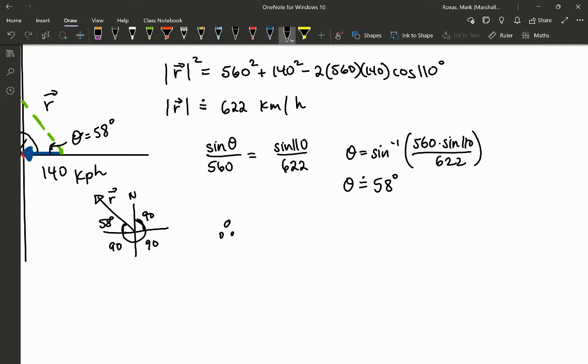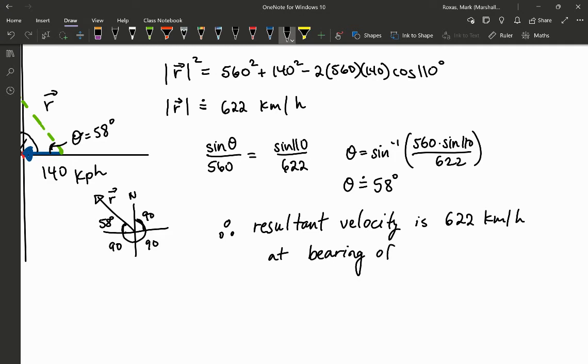So I can say here, therefore, the resultant velocity is 622 kilometers per hour at a bearing of 328 degrees. Okay, and that is my 90 plus 90 plus 90. That's 270 plus the 58.